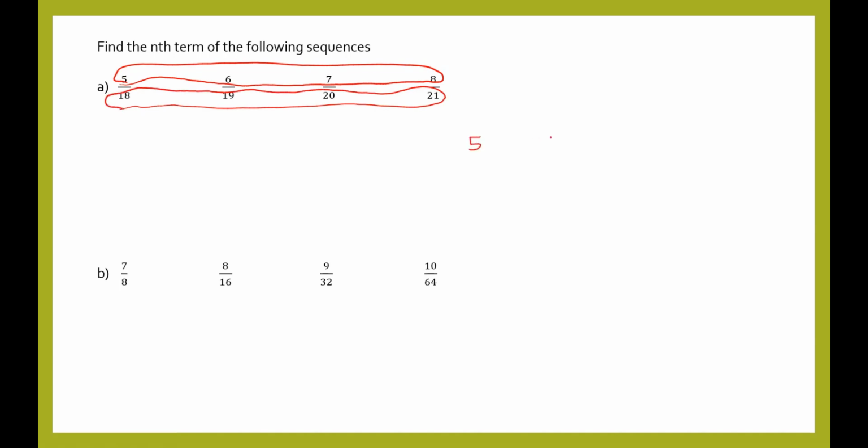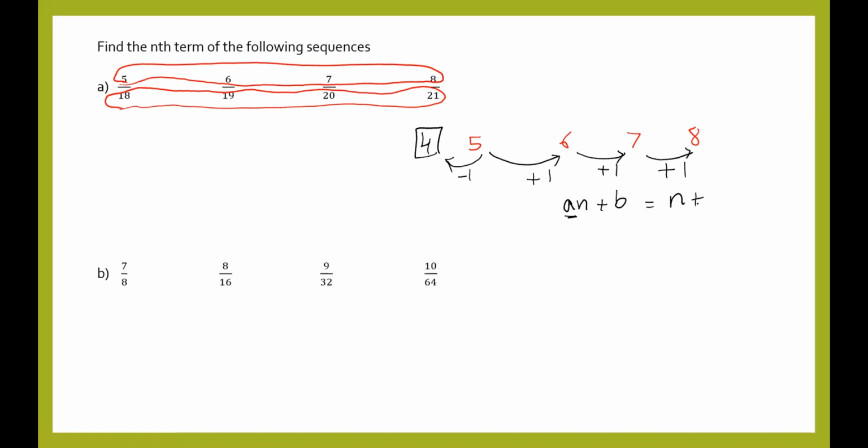So if we take the numerators first, 5, 6, 7, and 8, let's figure out the type of sequence. We're adding 1, then adding 1, then adding 1. So this is arithmetic because they have the same common difference. The rule is an plus b. So a is the common difference, which is 1. 1 will not be written, so it will be n. Then b is the 0 term. Every time we're adding 1, so to get the 0 term we subtract 1, and it will be 4. So b is 4, and the rule is n plus 4. This is the nth term of the numerator.